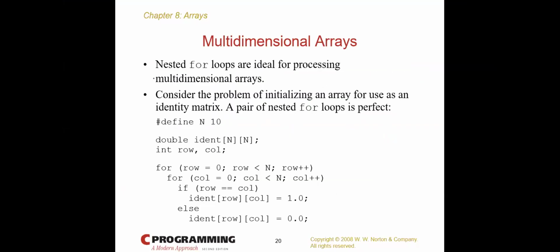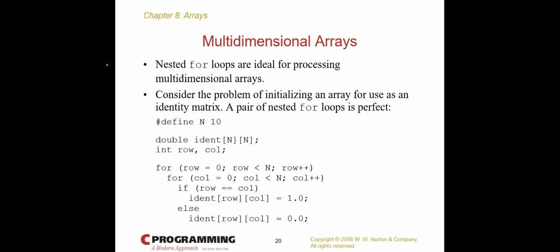Nested for loops are ideal for processing multi-dimensional arrays. And here is an example. We want to initialize an array for use as an identity matrix. A pair of nested for loops helps us to do that. We go through the array and then we check wheresoever the value of row is equal to the value of column, that is the diagonal of the matrix.